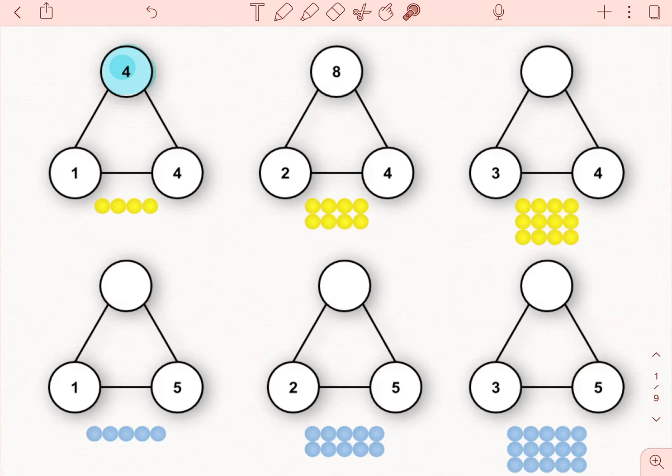Let's look at this next example here. Here we have 1, 2 4s. We have 2 4 beads. And here we can see we have 2 4s equal 8. 8 is a multiple of 2 and 4.